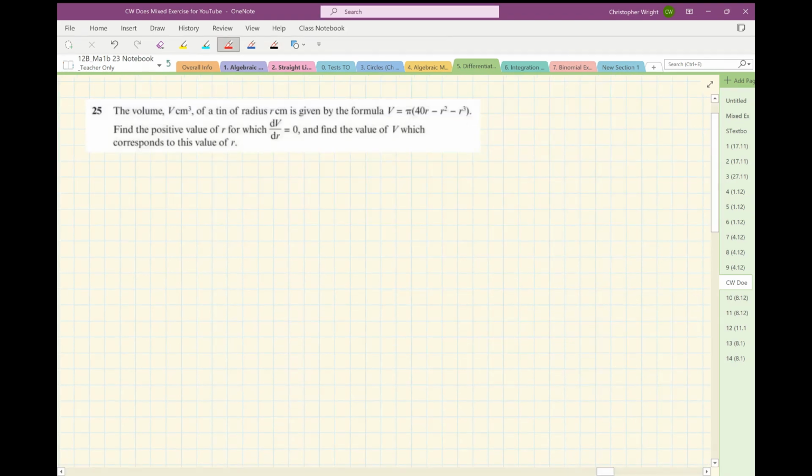The volume of a tin of radius r centimeters is given by this formula. Find the positive value of r for which dV by dr equals 0, and find the value of V which corresponds to this value of r. Right. So we've got a formula for the volume of the tin here, which looks like that.